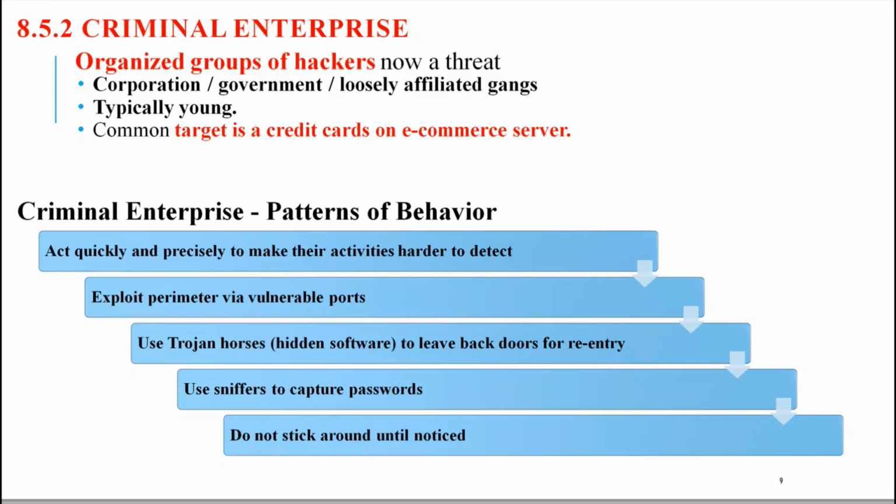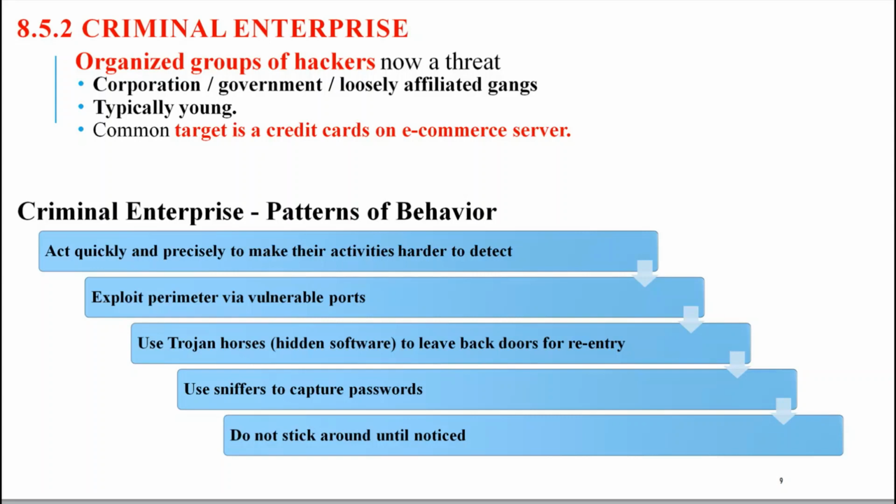The target will be credit cards or any e-commerce service. That means the target is making money. They want to earn something in an illegal way. That is the criminal enterprise. Now, what are the steps of the criminal enterprise? There are five different steps available.